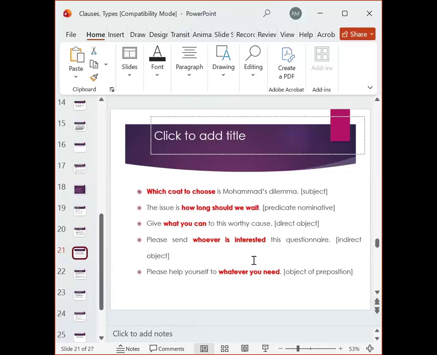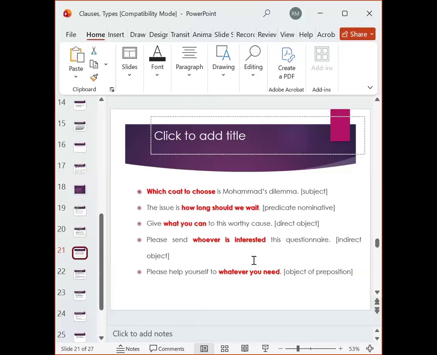In giving, money is the one that is moving from one hand to another. But the receiving object is someone. So verbs like give can have two objects. And in this context, give what you can to this worthy cause, the indirect object is this worthy cause. And what are we giving directly? What you can. So that's the direct object of the sentence.